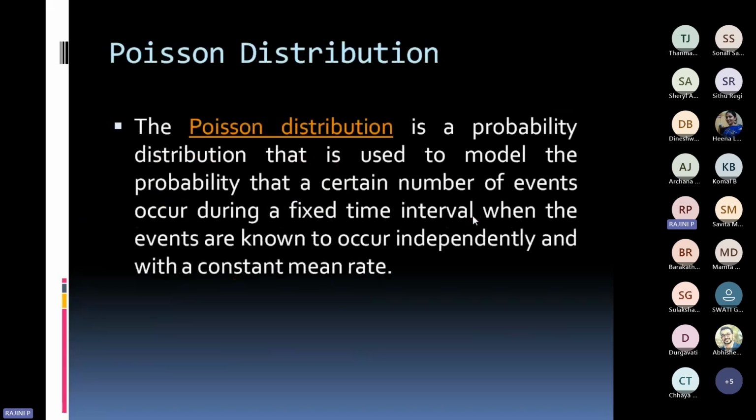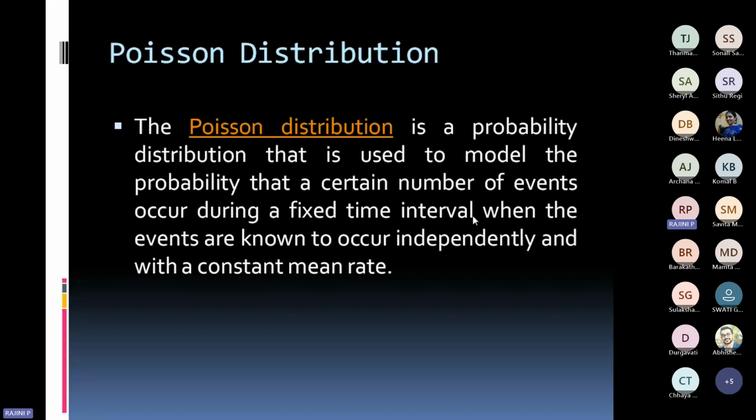Okay, now go for the Poisson distribution. When to apply the Poisson distribution? Remember, if the sample size is very large and the number of successes is very small, then to calculate the probability, we apply the Poisson distribution. That is one case.